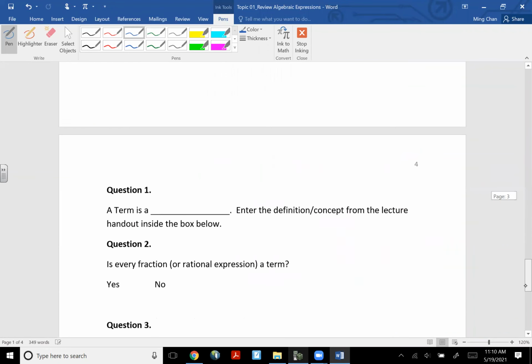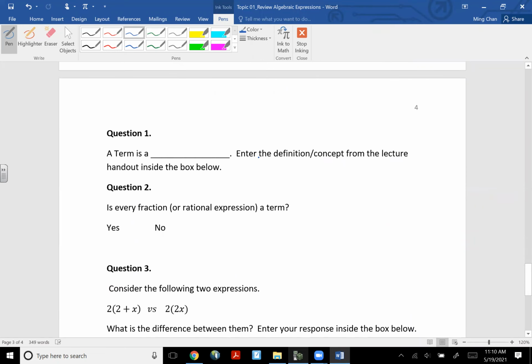You will find a lot of these question answers just go back to the definition and concept. Is every fraction or rational expression a term? Yes or no? Remember, I gave you a division example and a subtraction example. Is every fraction a term? No. It goes by the operations. Multiply and divide, always one term. If you have two fractions being multiplied or divided, that's one term. If you have two fractions being added and subtracted, that's actually two different terms.